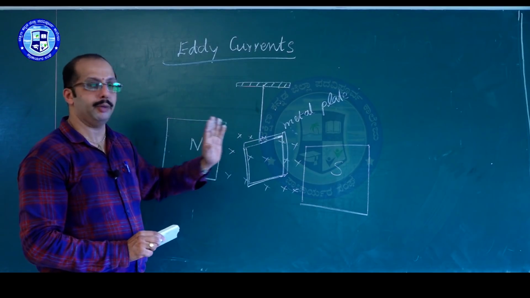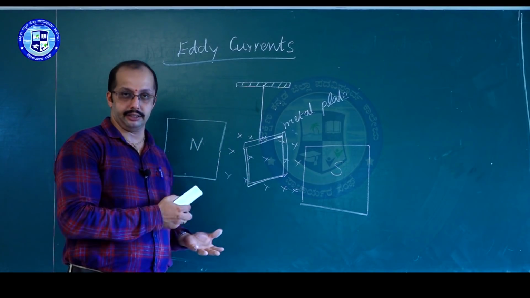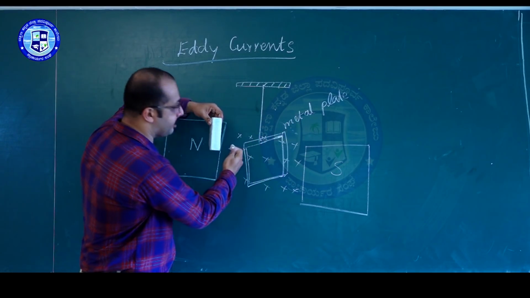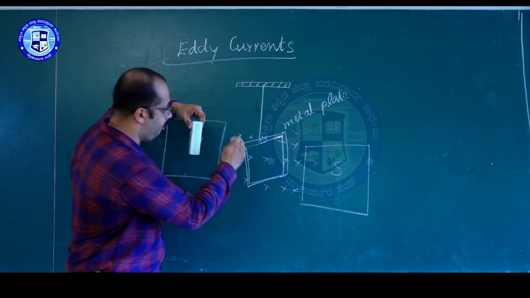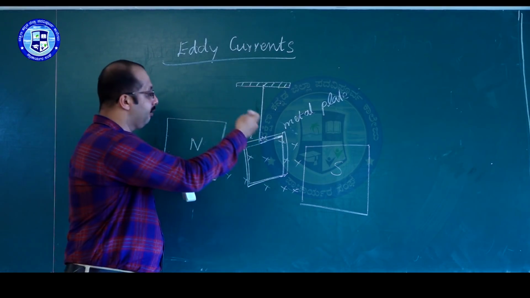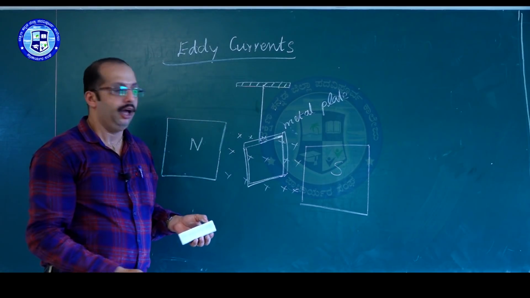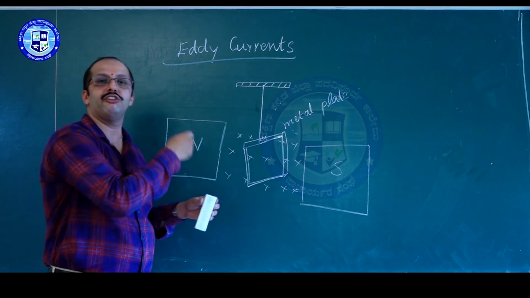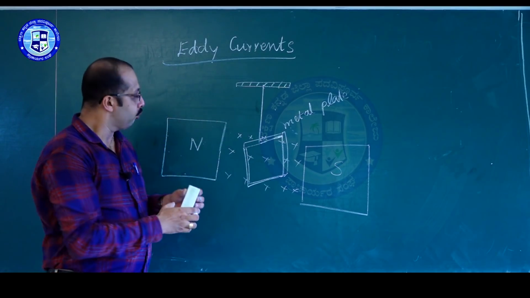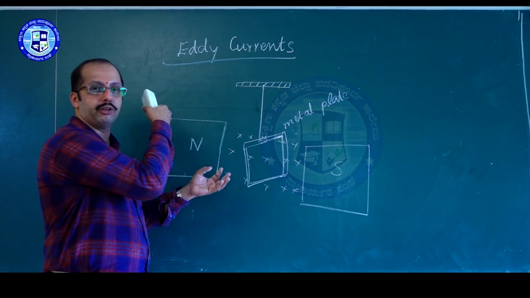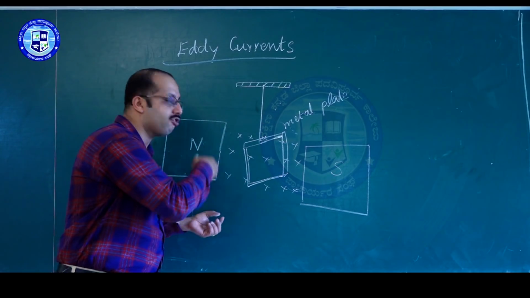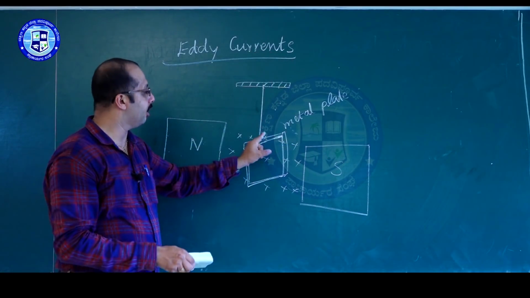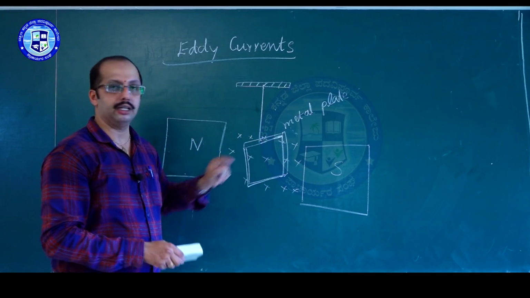Copper metal plate or thick metal plate, the effect is greater on it. When the metal plate enters the uniform magnetic field, there will be a change in the magnetic flux linked with the particular area of the coil. When it moves away from the magnetic field, again there will be a change in magnetic flux. So when it enters and moves away, there is a change in magnetic flux linked with the metal plate, so that current is induced in the metal plate.